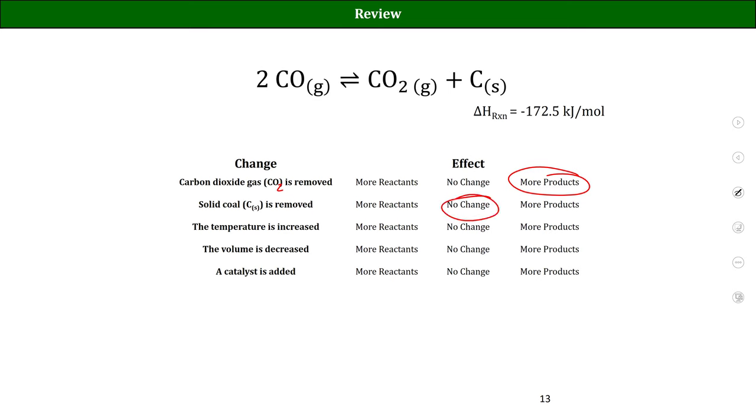What about temperature increased? Is that gonna change anything? Why? Because it's exothermic. So in terms of Le Chatelier, this isn't exactly how it works mathematically. But conceptually, the way we can think about it is if it's exothermic, we're making heat as a product. If we're making heat as a product, if temperature is increased, we're adding heat. We're adding a product, it's going to shift toward the reactants.